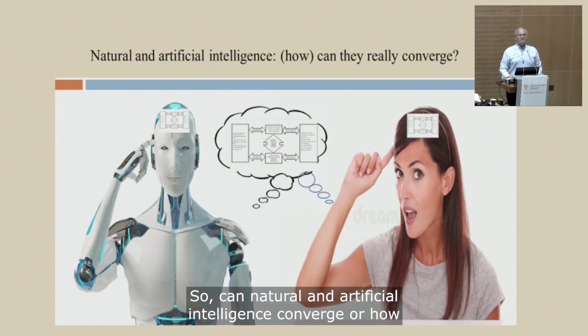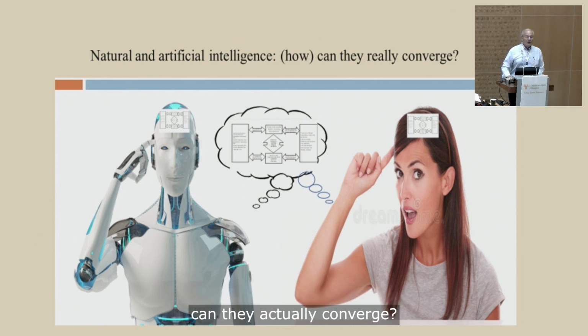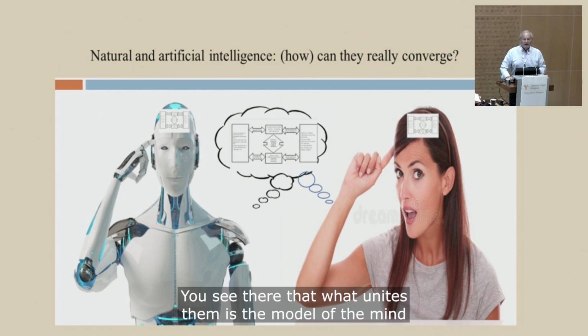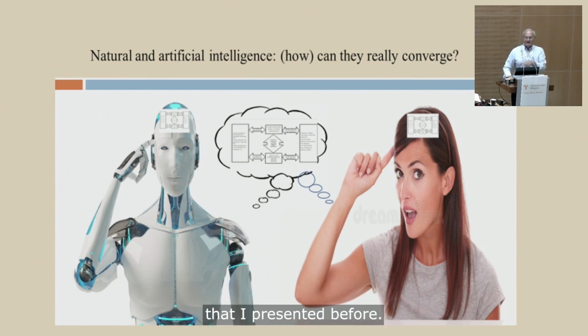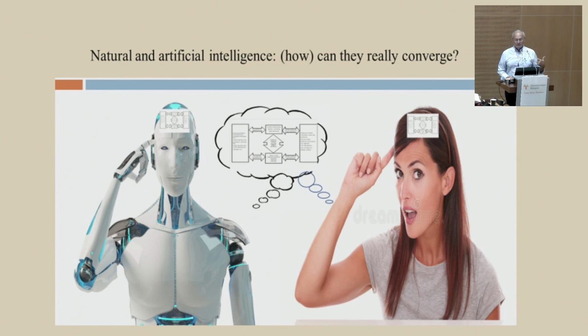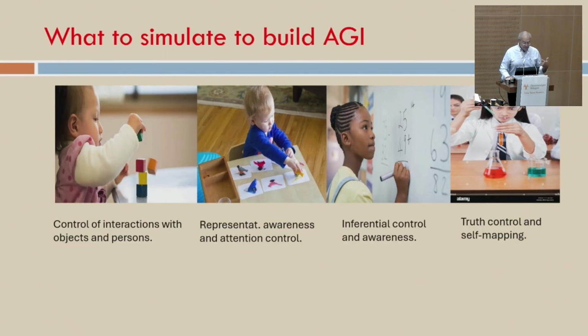So can natural and artificial intelligence converge? Or how can they actually converge? You see there that what unites them is the model of the mind that I presented before.